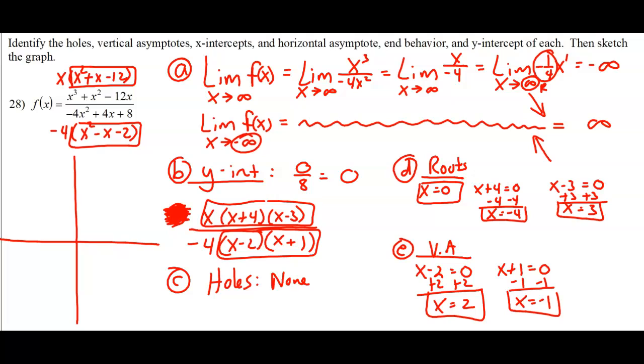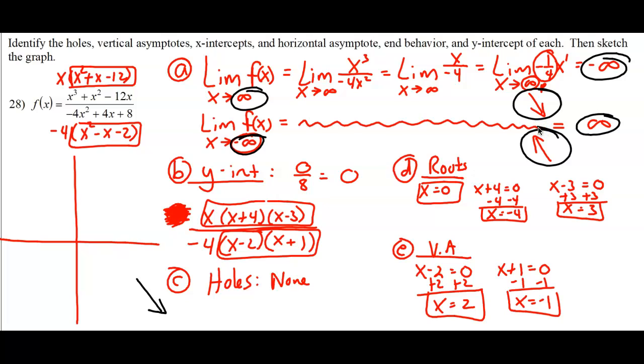Now you guys can see on the right side of my graph, I'm going down. So my arrow on the right should look like that. So I'm going to draw a downward facing arrow pointing to the right. And on the left side of my graph, we're going up. So my arrow on the left should be pointing up. So I'm going to draw that. So there's my end behavior.